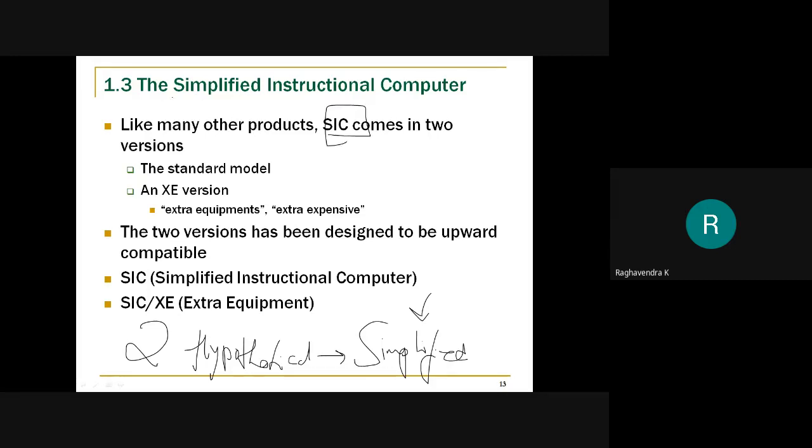So it's a short form for Simplified Instructional Computer. It comes in two different versions. One of them is called the standard model. Another one is called the XE model. XE basically stands for extra equipment or extra expensive. So these two versions we are going to focus on.